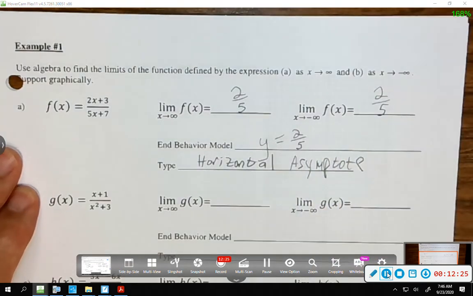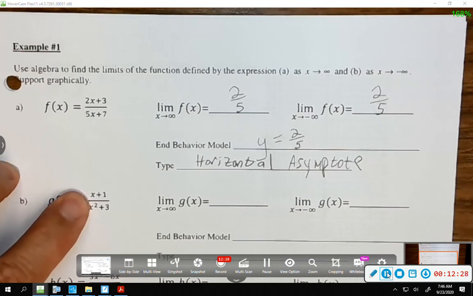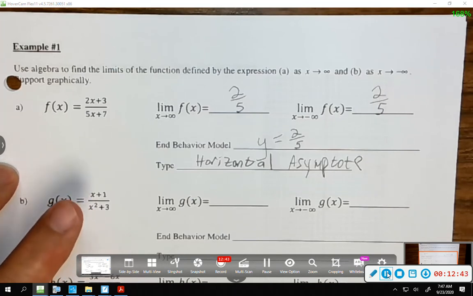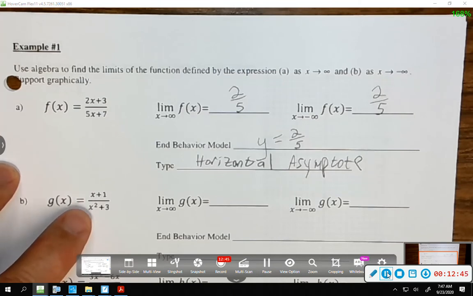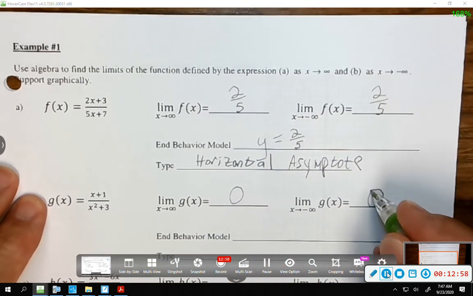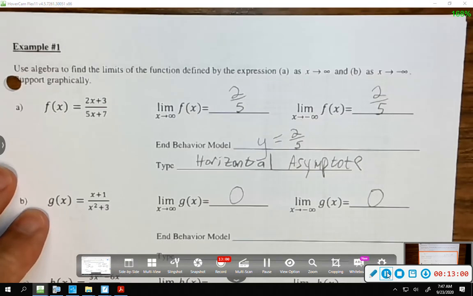Okay? So next problem. Now the degree on top is less than the degree on the bottom. The numerator is a linear function. The denominator is a quadratic. Degree 1, degree 2. The denominator is going to grow much faster than the numerator. When I square a large value, that's going to grow much faster than the top. Anytime the bottom grows faster than the top, the limiting value is going to be 0. Whether I'm going to positive infinity or negative infinity is not going to change here.